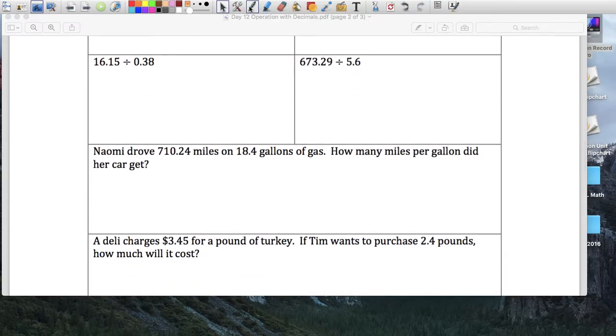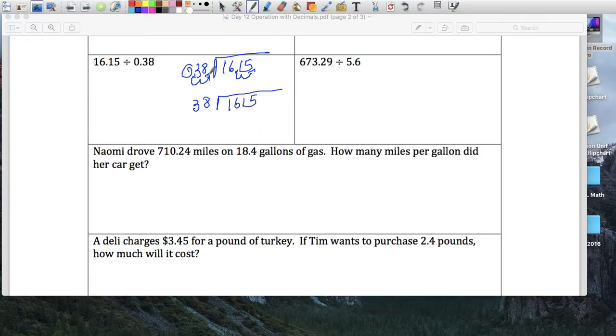Let's do that one. So, 16.15 divided by 0.38. I'm going to change this, multiply, move it over. I'll change it to a whole number. Okay, so multiply by 100 or move it to the right 2 times, so that becomes 38. And inside, I'm going to move that decimal twice to the right as well. Once, twice. And that becomes 1615. Whatever I do to the outside, I do to the inside.